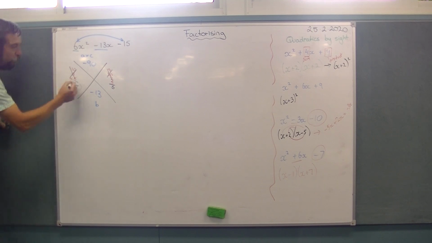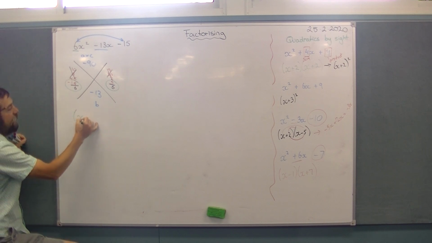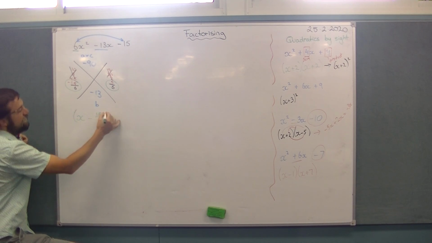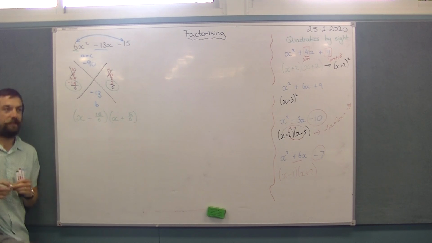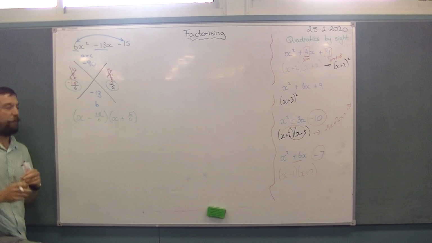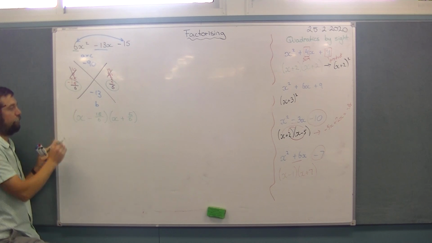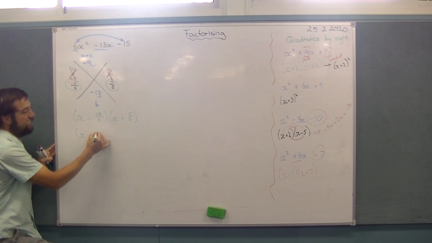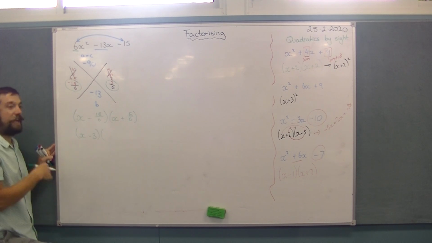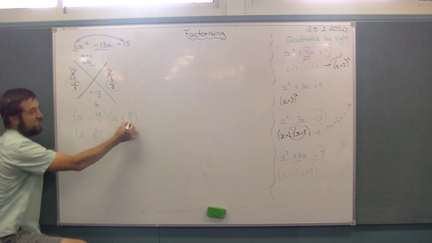This is now what sits inside our brackets. So our two brackets are x take away 18 over 6 and x plus 5 over 6. Can we simplify anything there? I feel like we can. Yes, simplify the 18 into 3, x minus 3. Now this one, in case you don't know, this is legitimate.